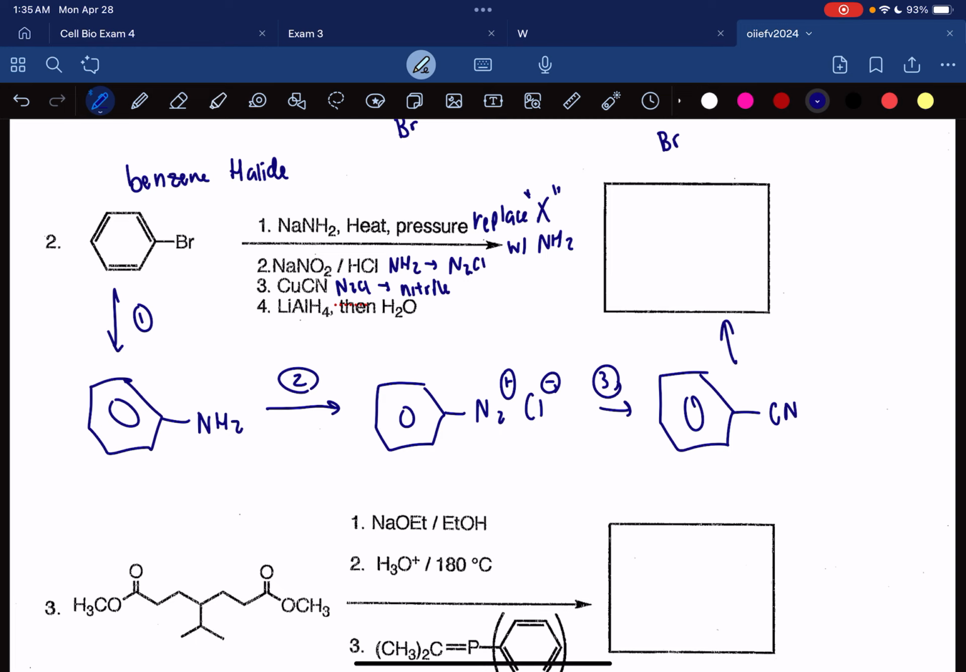And then the fourth step, this one should be very, very easy. Everybody should know LiAlH4 is a strong reducing agent. So this is going to take the nitrile down to amine. Very good. So your final answer should be CH2NH2.